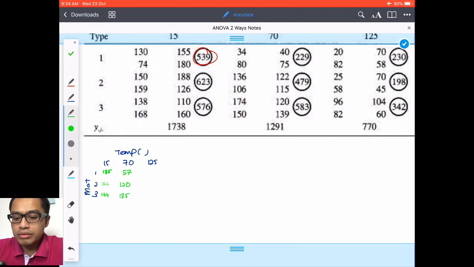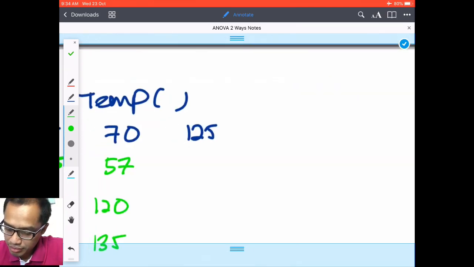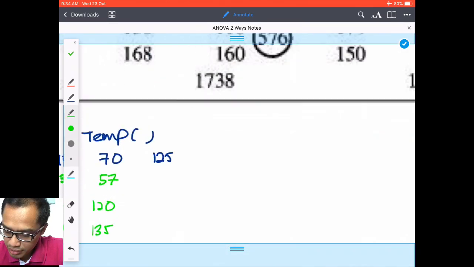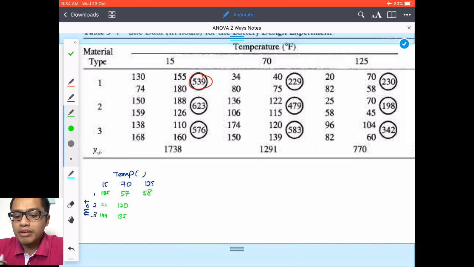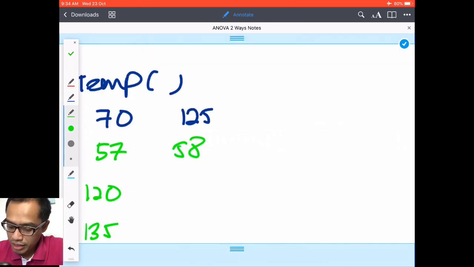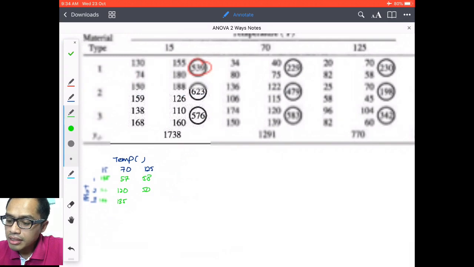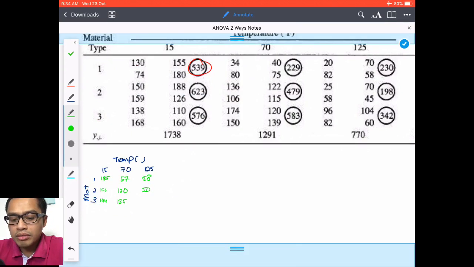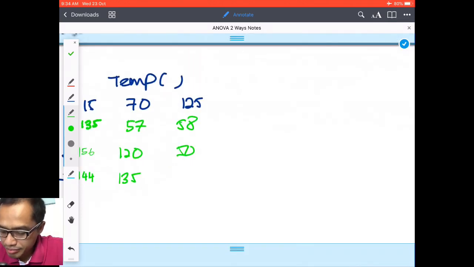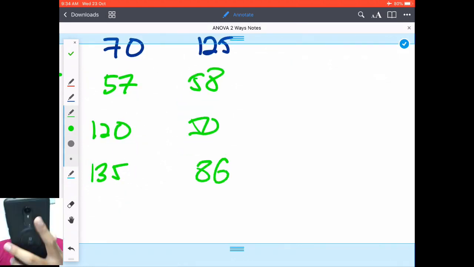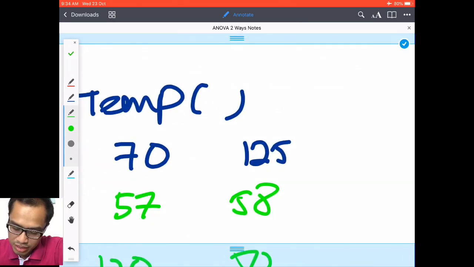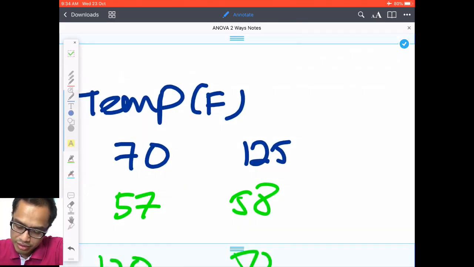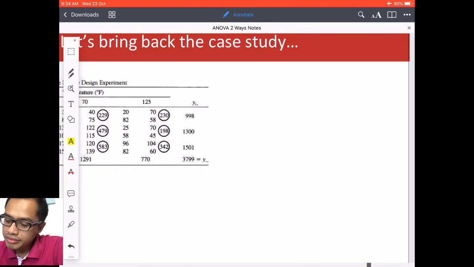230 divided by 4, 58. 198 divided by 4, 50. 342 divided by 4, 86. There you go again, 86. Okay, temperature. Where's that Fahrenheit go? Okay.